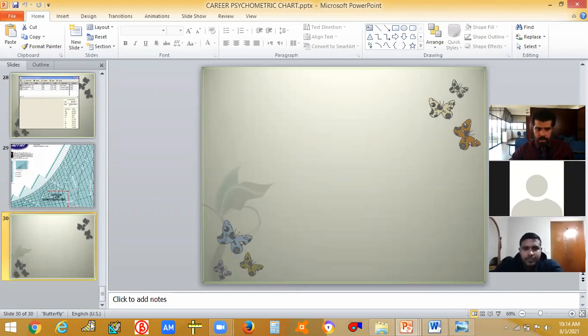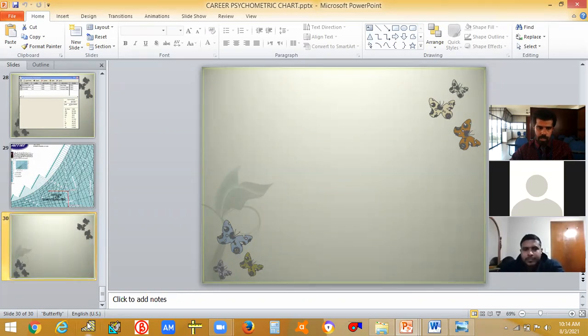Can you see this? Can you see my cursor there? That is the symbol of the psychometric software, or psychometric chart. You can see a symbol here. Now I am going to click this, and we are going to see.